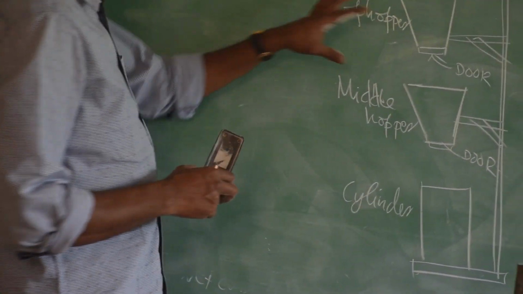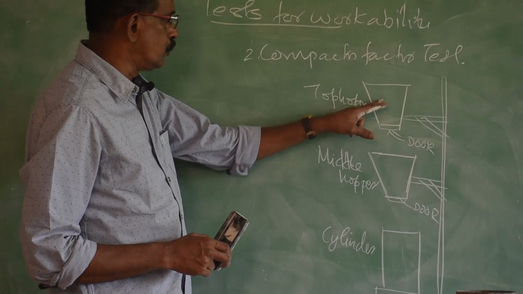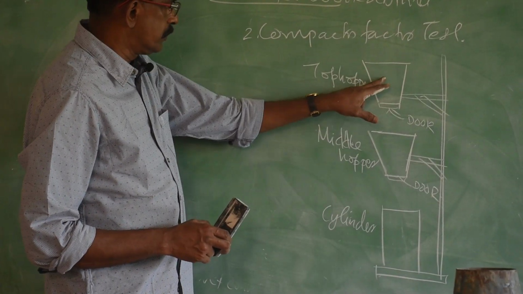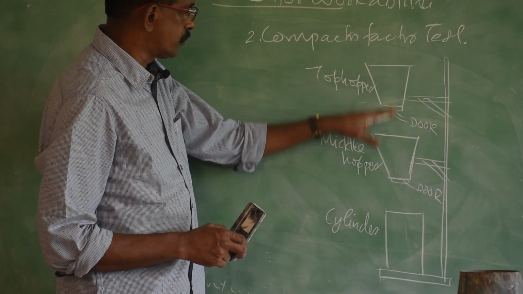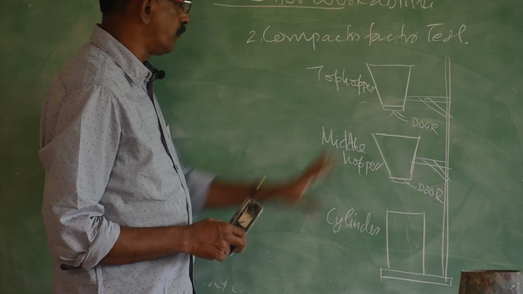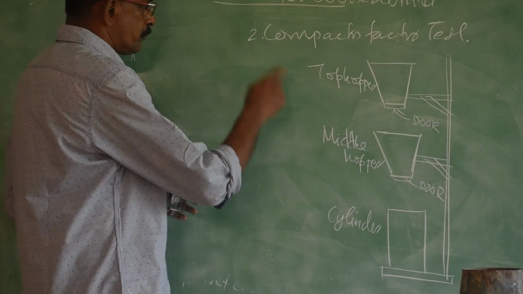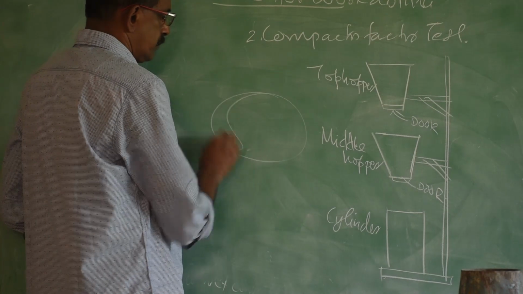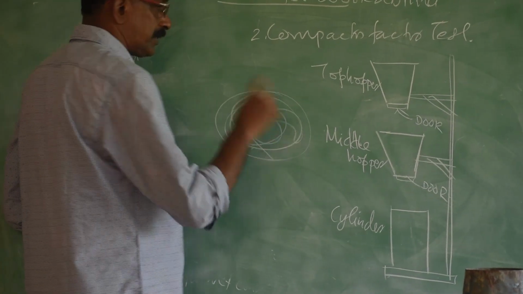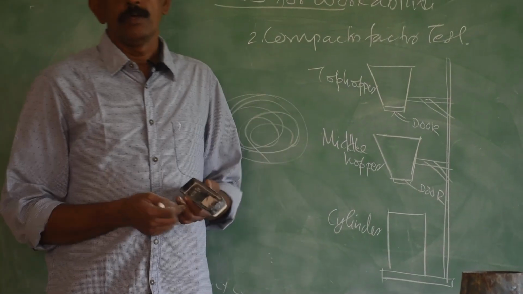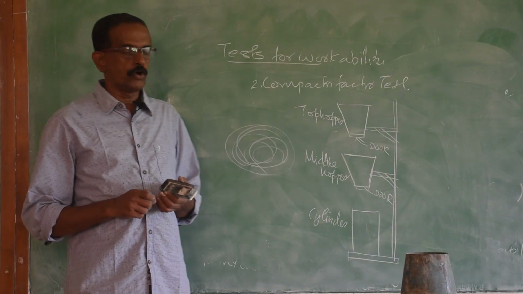So, this is the apparatus, called the compaction factor test apparatus: two hoppers and a cylinder. The volume or size of these three is the same, same capacity. So, the procedure is like this: prepare the concrete, mix cement, sand, aggregate and water. Again, we can assume some water cement ratio and prepare the concrete.